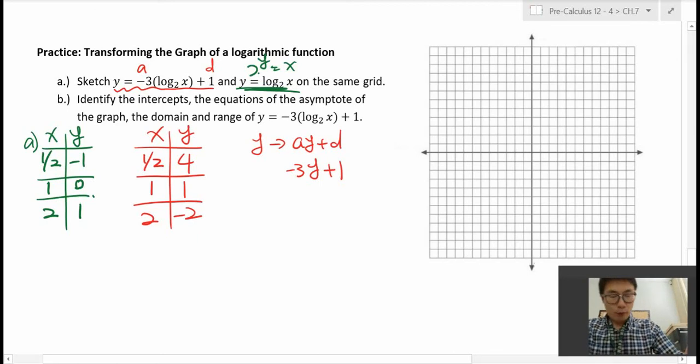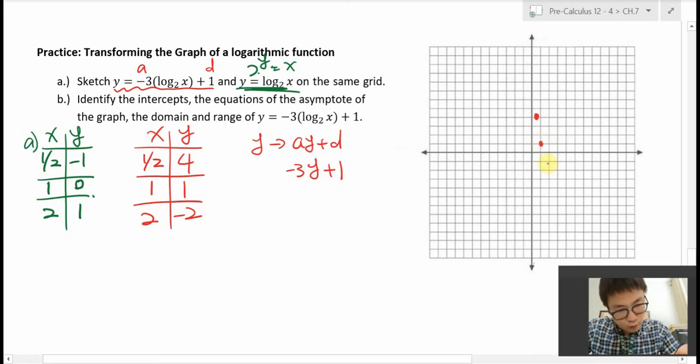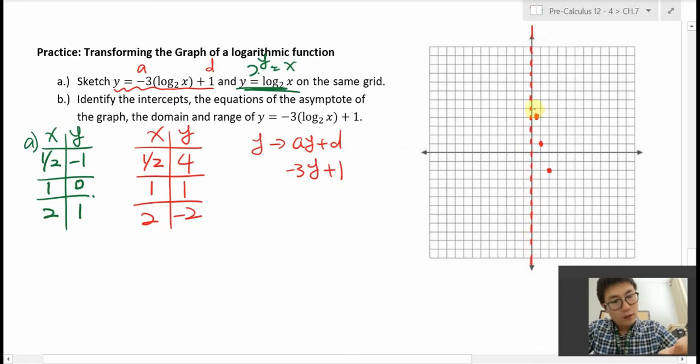Oh, I guess we need to graph both. Okay, no, I'm gonna skip the log base 2 of x graph. I'm just going to graph the red one, the transformed graph. So 1/2 and 4, 1, 2, 3, 4 right here. 1 and 1, that's right here. 2 and negative 2 is right here. Now, because there is no horizontal translation, our vertical asymptote is not going to move. Okay, so our vertical asymptote remains right here, and therefore this is our graph. Looks something like this.